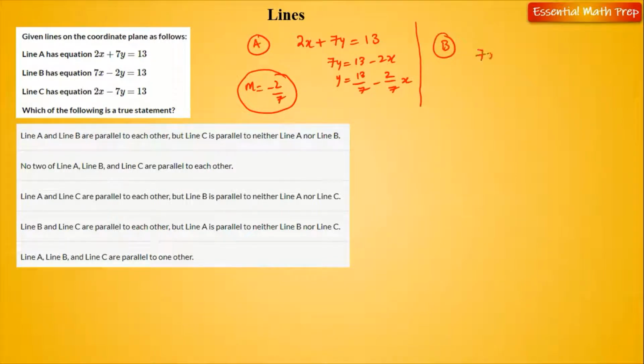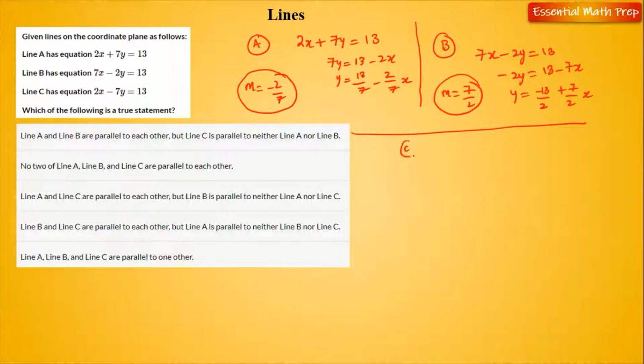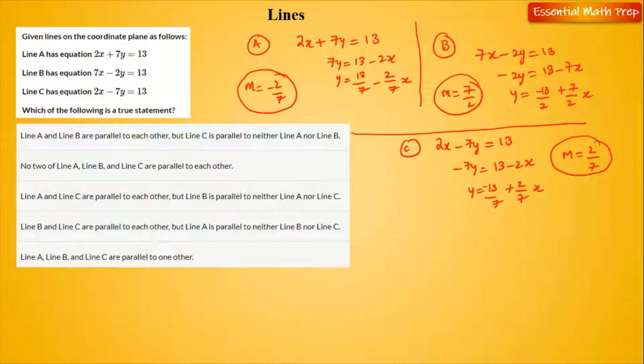We have 7x minus 2y equals 13. So negative 2y equals 13 minus 7x. So y equals negative 13 over 2 plus 7 over 2x, which implies the slope of line B is 7 over 2. Let's go to line C. We have 2x minus 7y equals 13. So negative 7y equals 13 minus 2x. So y equals negative 13 over 7 plus 2 over 7x, implies the slope is 2 over 7, right?